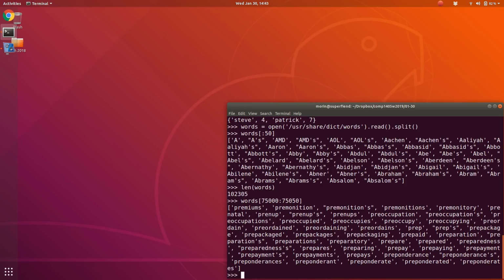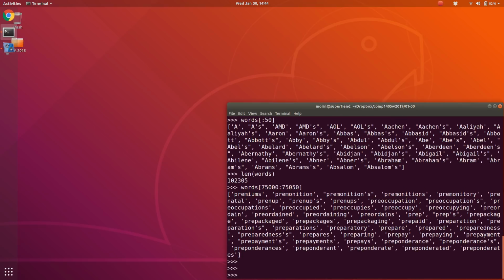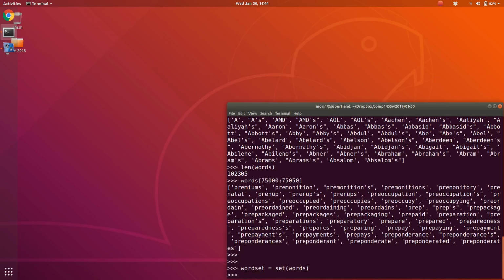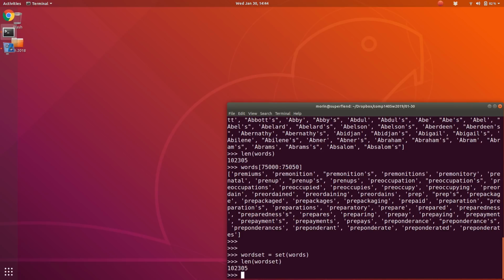So let's do something simple. Let's turn those into a set. So right now, words is a list of things. They're all in this particular order. So let's turn them into a set. We'll call it word set. And you can do that by just calling the set function on this list of words. And what you get back is a set of words. Okay. It also has 102,305 elements in it.